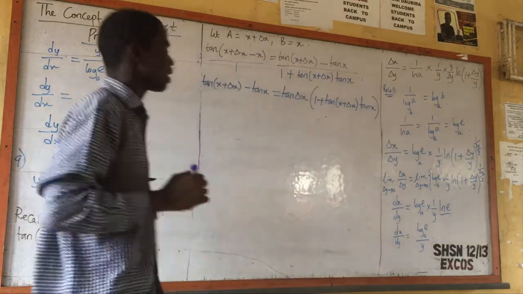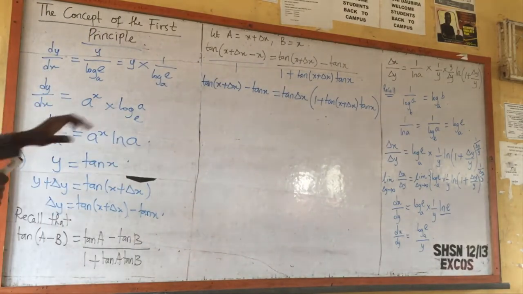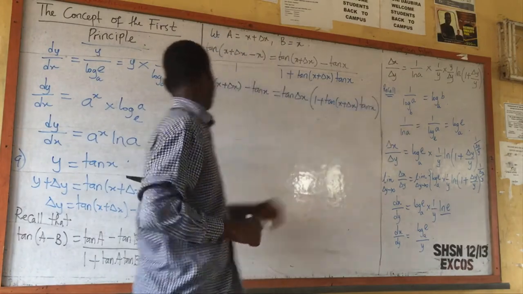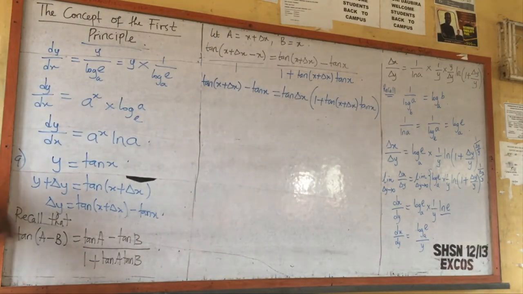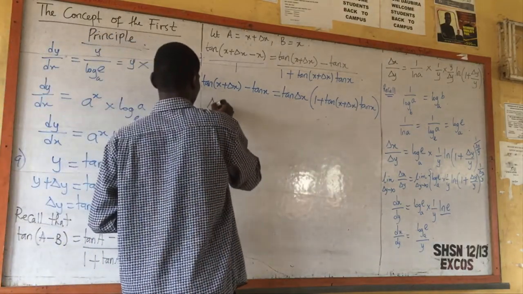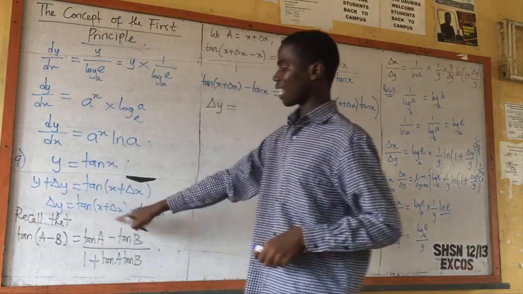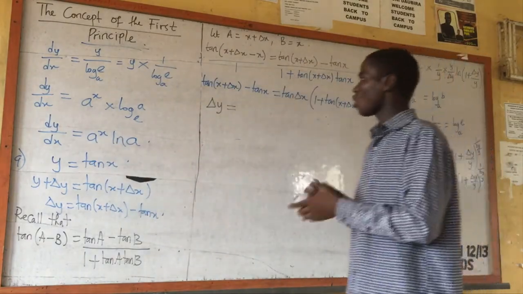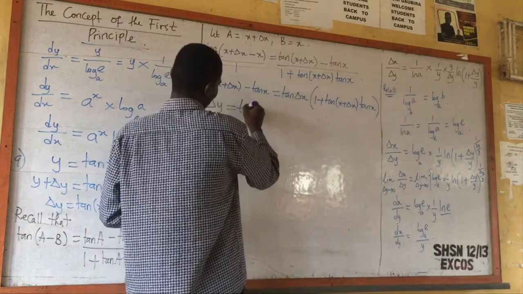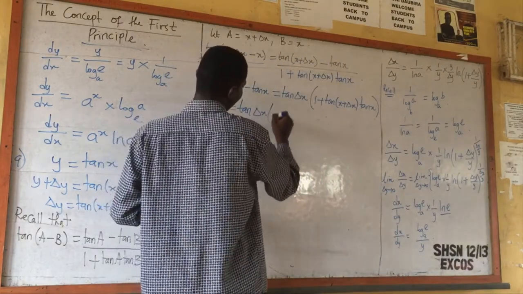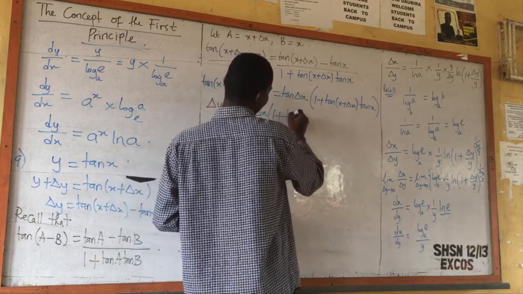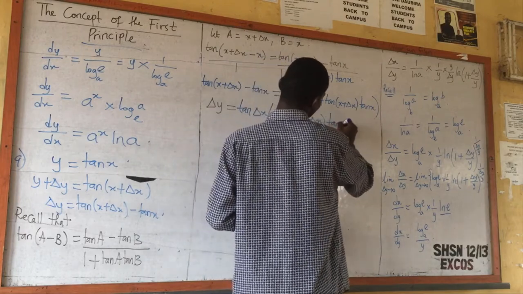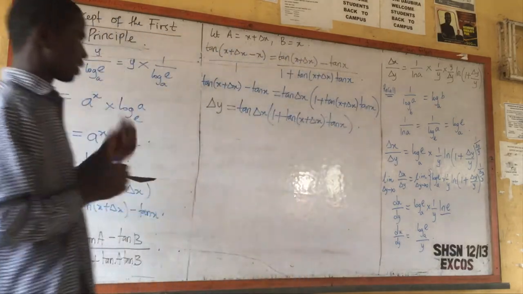That's what we are going to obtain. So that means that tan(S + delta S) minus tan S is equal to tan delta S times (1 + tan(S + delta S) tan S). So that's what I'm going to put here. So that means delta Y is equal to tan(S + delta S) minus tan S, which is equal to all this. So I will have tan delta S open bracket 1 plus tan(S + delta S) tan S.